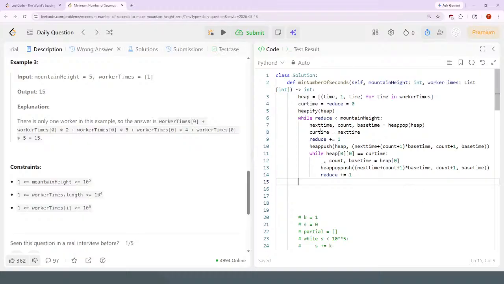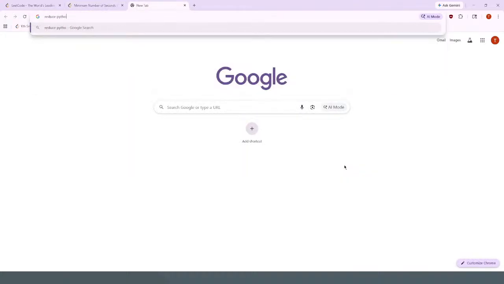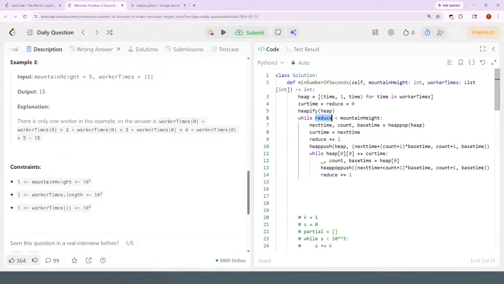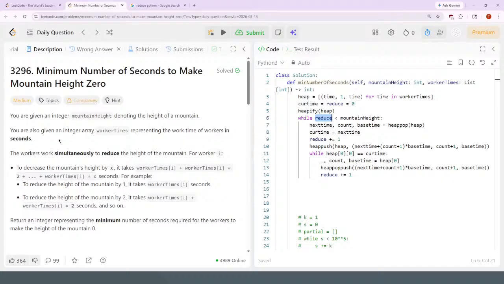I think reduce is actually a function. I think this is colored differently. Yeah, it's a function name. Probably shouldn't use that. What is this thing called? It's called reduce. I'll just call it lower. Lowered. I'll call it shrink.